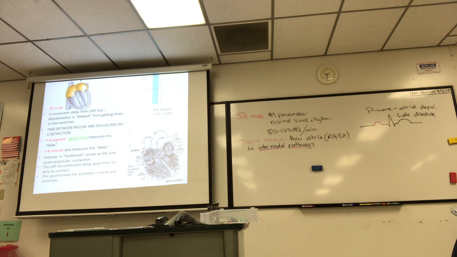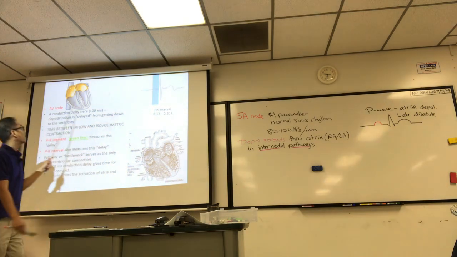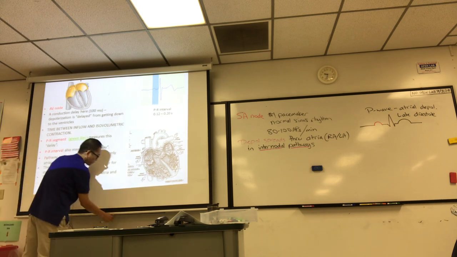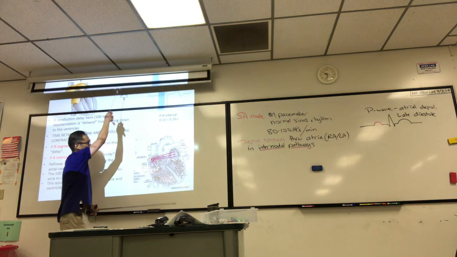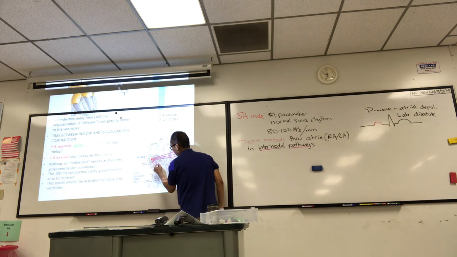And we observe that delay in the ECG right here. So what they illustrate is all the yellow has spread through the atria, and it has not spread to the ventricles yet. And we measure that delay as about 100 milliseconds. We call that a conduction delay of about 100 milliseconds. So the signal has spread to the next node. That right there is called the AV node. So let me color it in on my picture here. Right here. That's the AV node.